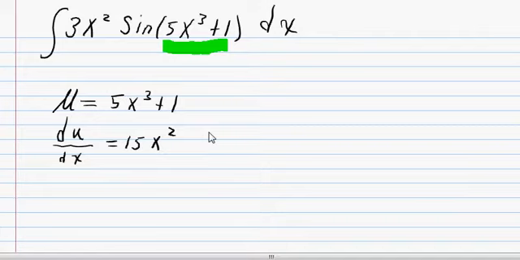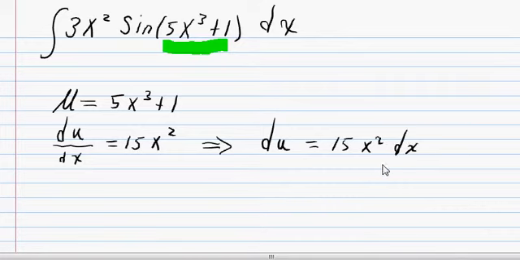Okay, well, because I have a dx here, I'm going to now multiply both sides of this expression by dx. So this is going to imply that du is equal to 15x squared times dx. So there I have that. Okay, yeah, that's great. But I have certainly x squared times dx. I don't have a 15.